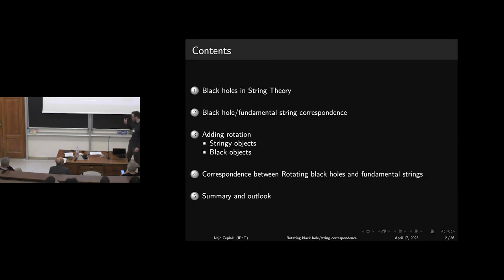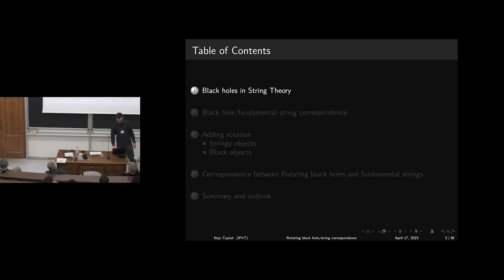Sure. So first I'll give some motivation about black holes in string theory, what we can do, and what string theory has been good at in describing black holes. Then I want to go into the correspondence in particular for neutral black holes, or Schwarzschild, and closed fundamental strings, because those are the simplest objects that you can relate. Then I'm going to talk about what happens when you add rotation, what the problem is with the correspondence, what stringy objects and what black holes you can find with rotation, especially in higher dimensions. And in the final few slides, I'll describe the correspondence, how to map these two pictures together, and talk about some future directions.